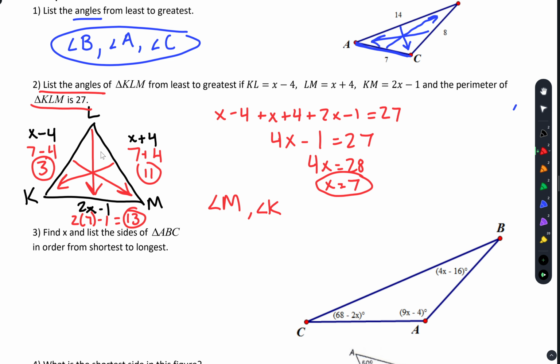I pointed at the wrong thing. I should have pointed at the angle. But the next smallest would be angle L, of course. Is this making sense? Like I'm not doing anything crazy here. Yeah, we're good? Okay. All right.